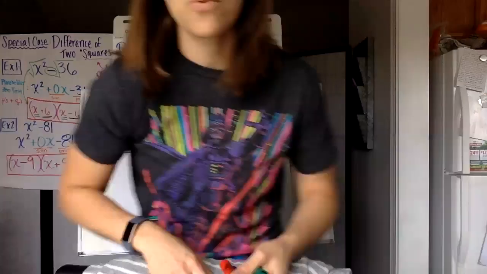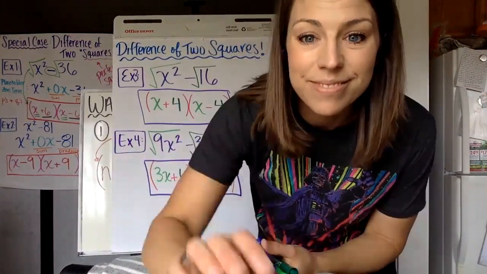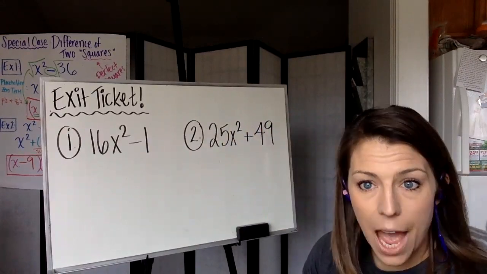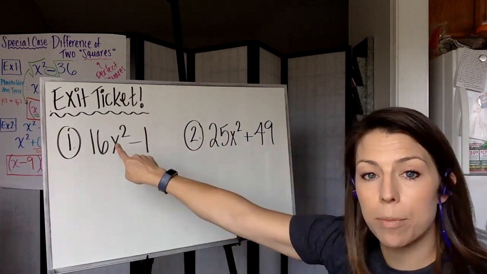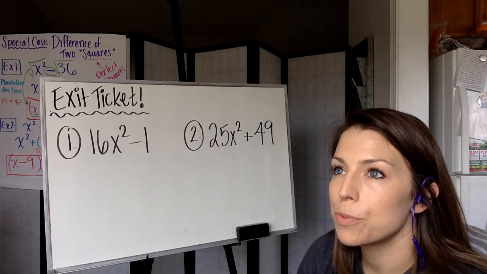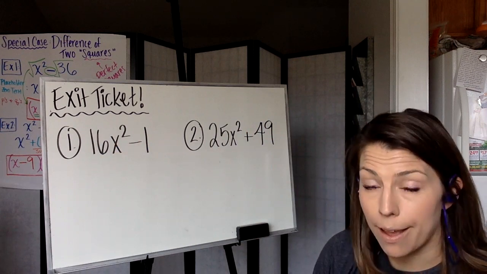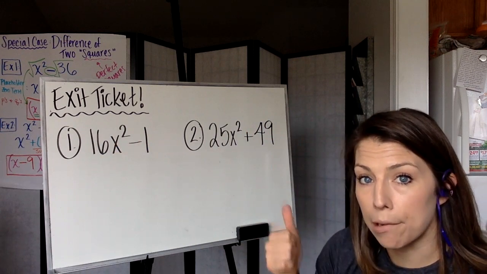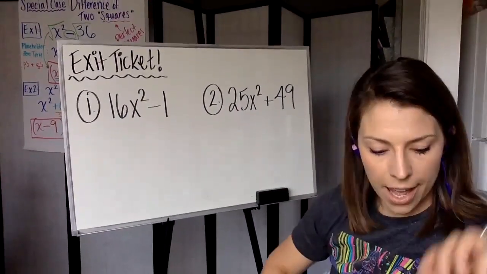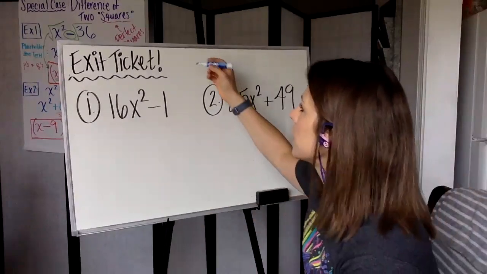Okay, we're going to wrap things up with an exit ticket on difference of 2 squares. Get your pencils ready. All right. For our exit tickets, I want you to factor 16x squared minus 1 and 25x squared plus 49. To make sure that you're doing this correctly before we go over it, go ahead and multiply to check, because I think you might see something weird with number 2 there. So go ahead and set that up. All right. Now, remember, it's called a difference of 2 squares for a reason.